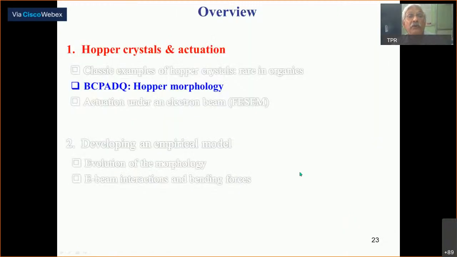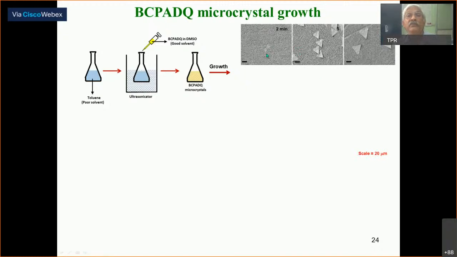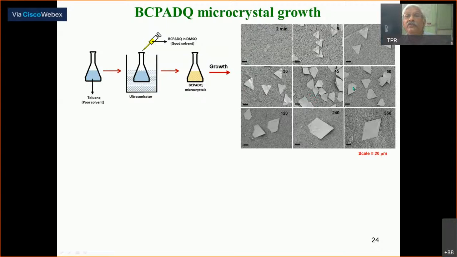Now, coming to our system, when we started looking at this particular compound called BCPADQ, which is the bis-cyclopentylamine derivative of BADQ, this is the simple procedure that we follow. We take a non-solvent or a poor solvent for the compound like toluene and make a solution of this compound in a good solvent, and inject it under ultrasonication conditions, which creates a lot of seeds and very fast crystal formation happens. Then you can grow it at ambient temperature or different temperatures and so on. And this is what we saw when we did this growth of this particular compound, as a function of growth time: 2 minutes, 5 minutes, 15 minutes. And if you let it keep growing, you get all these very peculiar structures.